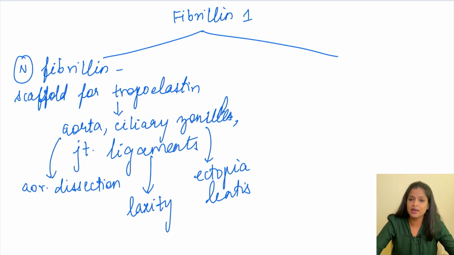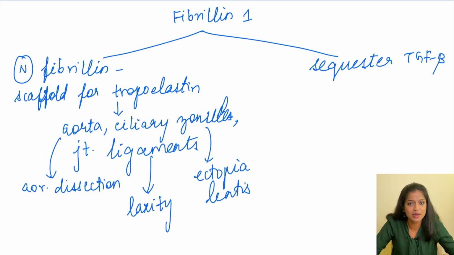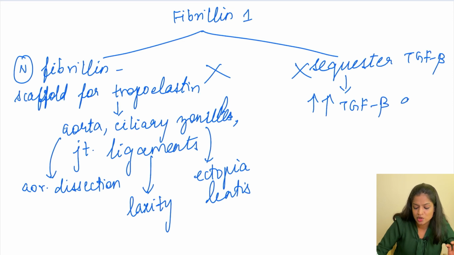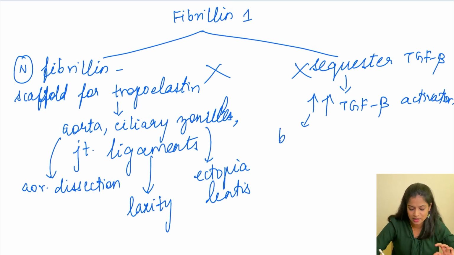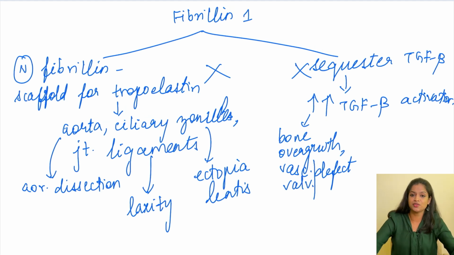Then, other than that, this fibrillin protein is also responsible for sequestering TGF beta. So transforming growth factor beta is normally sequestered by the normal fibrillin. But because of the mutation, abnormal fibrillin is going to be formed, and this sequestration is not going to happen, right? So when TGF beta is not being sequestered, it is going to result in excess activation of TGF beta. When excess TGF beta activation is there, it is going to result in other clinical features of Marfan syndrome, especially the bone overgrowth, and it can also result in vascular defects as well. Okay, valvular and vascular defects can be seen because of this excess TGF beta activation.